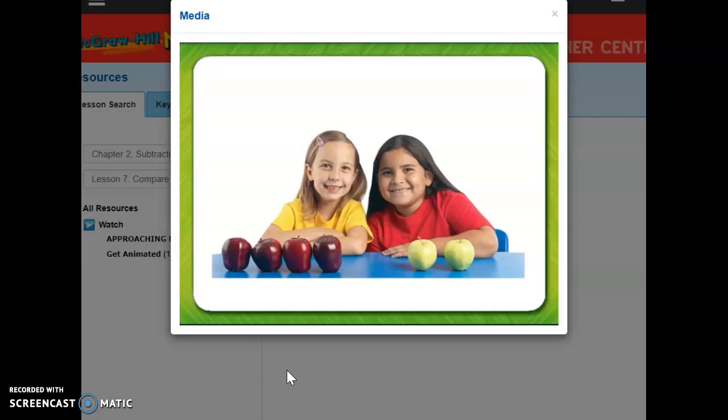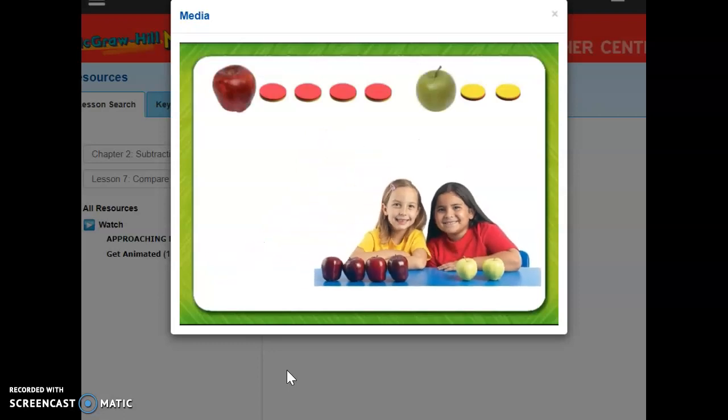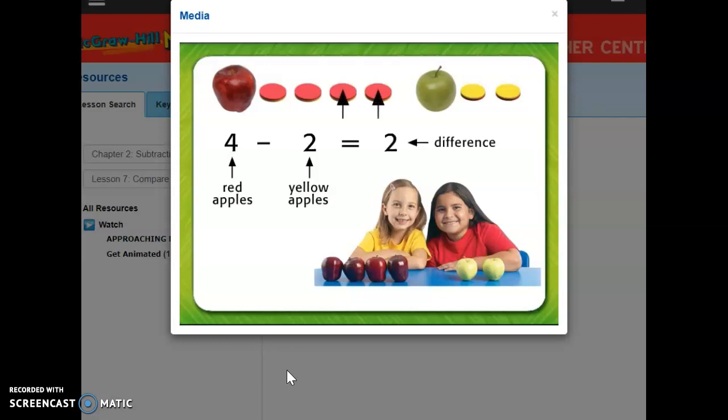We can use characters to compare. There are 4 variables and 2 variables. Here's how we write the subtraction number sentence to compare. 4 variables minus 2 variables is a difference of 2 variables. There are 2 variables and variables.